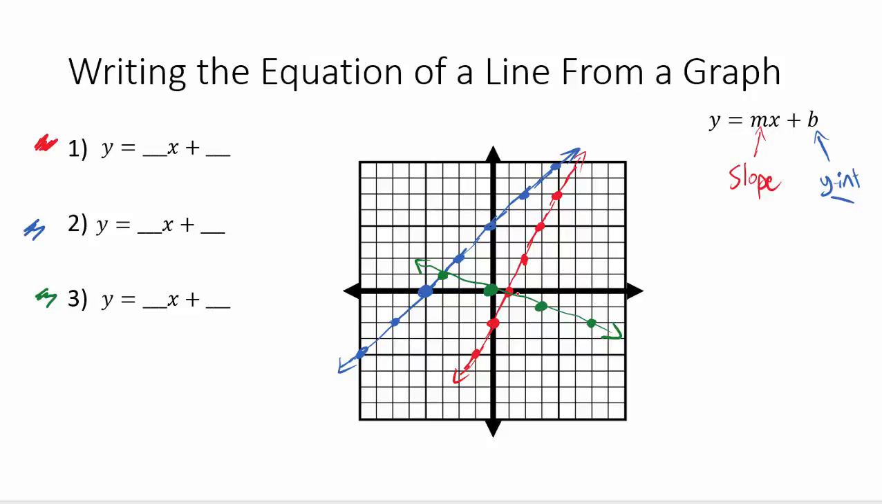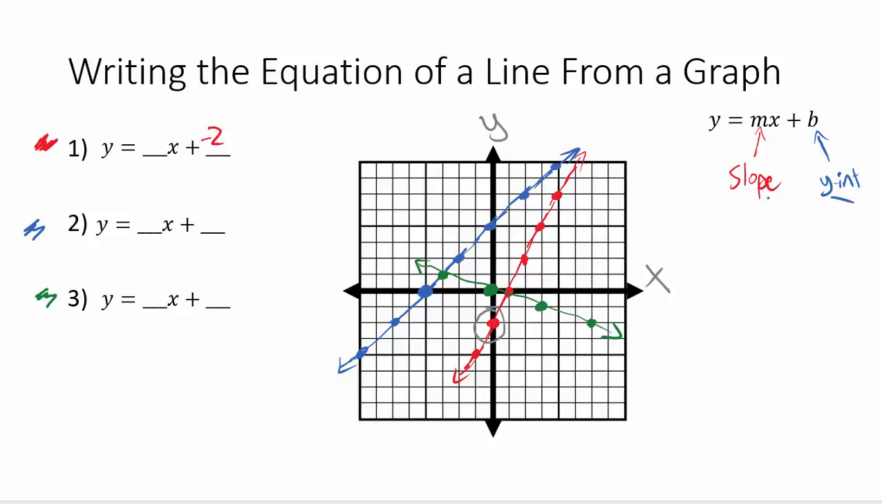Okay? And a good place to start here is by looking at the y-intercept on our red line. So if we look at where this red line is going to cross the y-axis, so this axis right here, you can see that the red line crosses right here at -2. So on this line we can fill in a -2 for the b because that's the y-intercept.